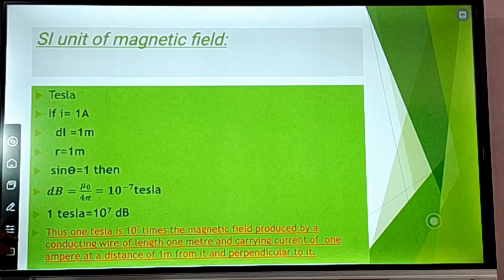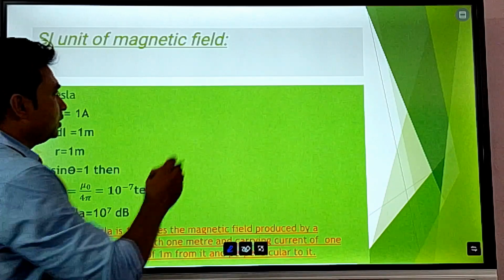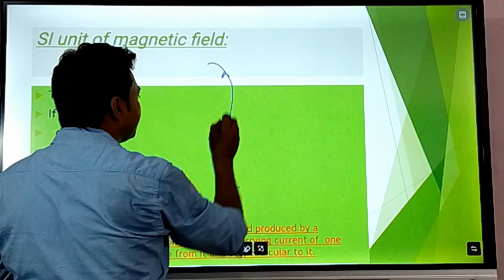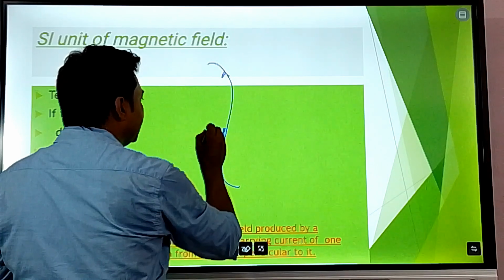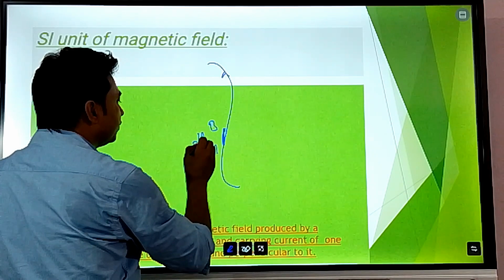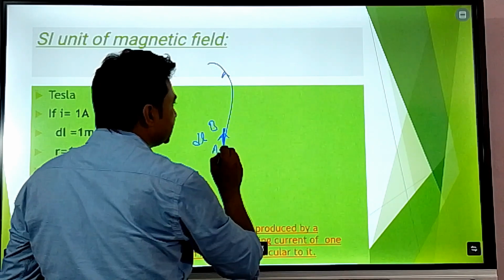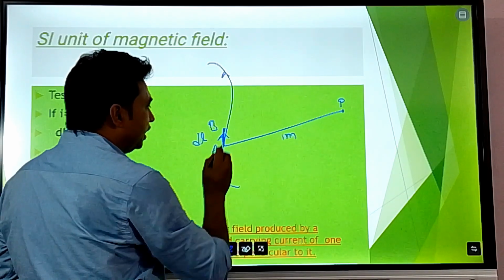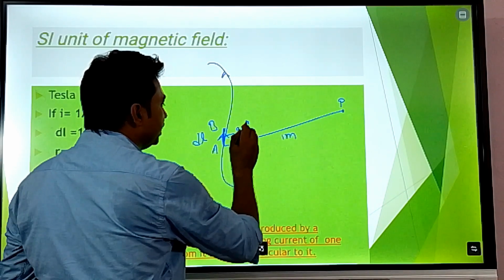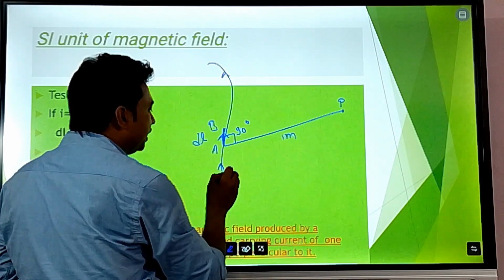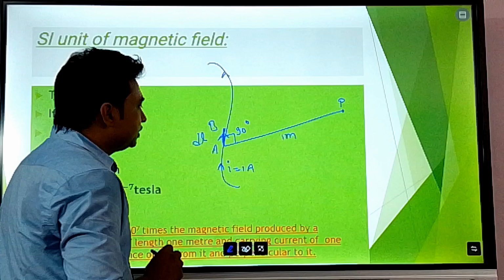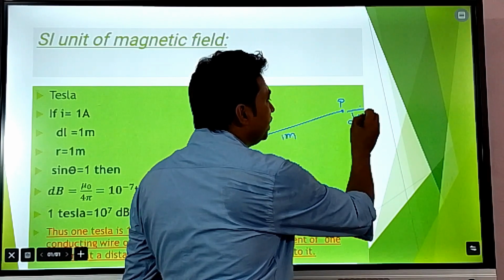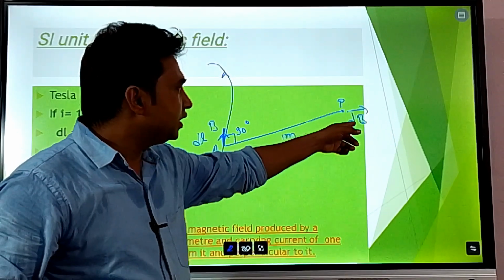Let me explain it again. Suppose this is a current carrying wire and this is A and B. This is our dl in this direction, and this is our point of observation. It is at a distance of 1 meter, and here the angle is 90 degree, and it is carrying a current of I equal to 1 ampere. Then due to this wire a small magnetic field is produced here, and that is represented by the dB.